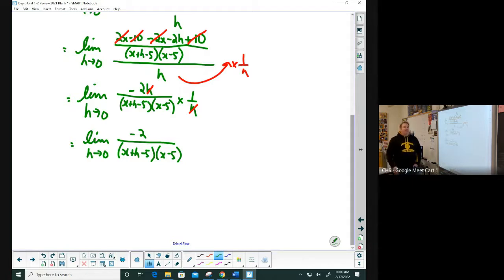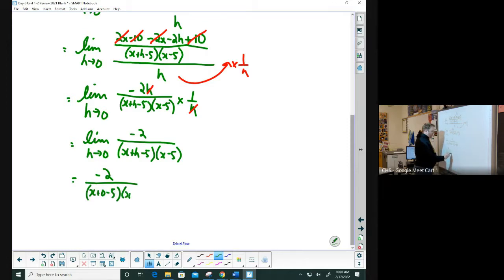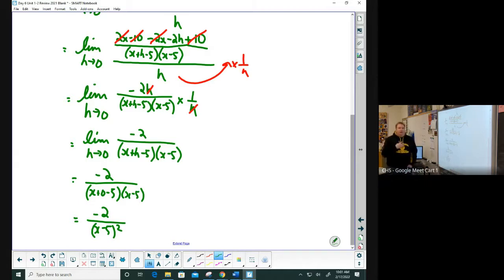Now at this stage, I can substitute in h equals 0 without fear, which means I can take the limit. It's negative 2 over x plus 0 minus 5, x minus 5. Well, of course, x plus 0 minus 5 is just x minus 5. And this is where you'll see that I have two of them: x minus 5 squared. This is good news for me because I'm writing this test having already done Unit 2, so I knew that this was going to be the answer. I knew it was going to be the answer because it's the quotient rule, and the quotient rule is the bottom squared.